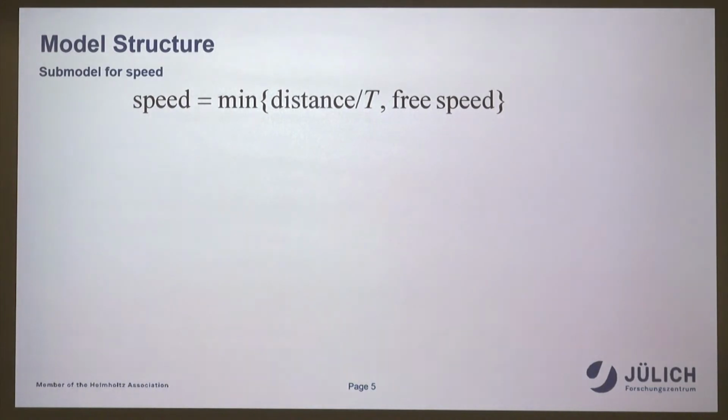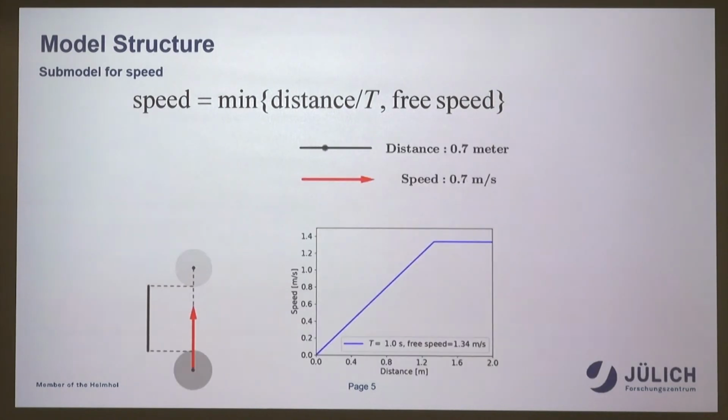Then we go to the submodel for speed. For each agent, its speed is determined by its free speed and the distance in front. This animation shows the relationship between the speed and the distance in front, and this relationship is also plotted in the bottom right figure. In this figure, the x-axis is the distance, and the y-axis is the speed. The parameter T here is used to adjust the slope of the relationship.